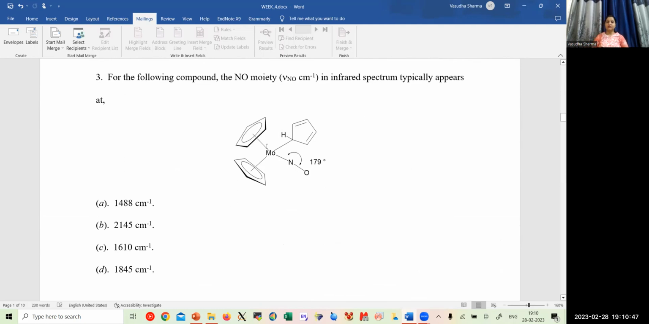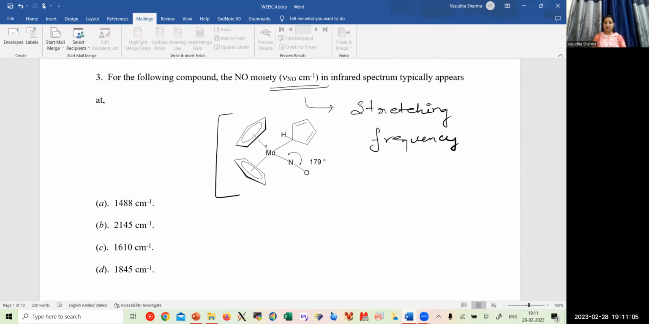For the following compound, the NO moiety. Again, you need to see the value in the bracket in centimeter inverse. That means they are asking for the stretching frequency, which in the infrared spectrum typically appears. Now, this is a complex where only one NO is there, no bent, no linear, and this will give you a range of 1610. So here, molybdenum NO, this is linear, having a bond angle of 179. So the frequency of NO is 1610.